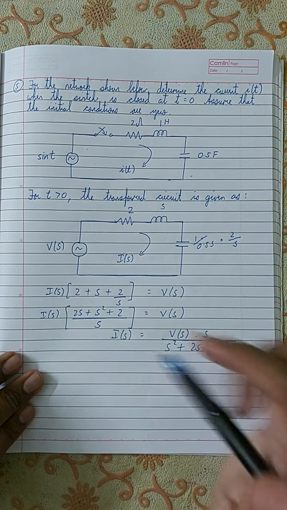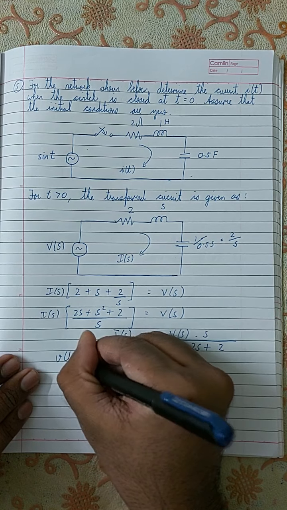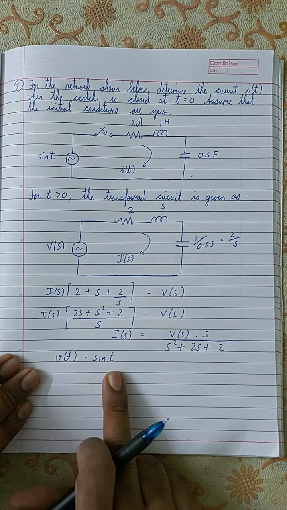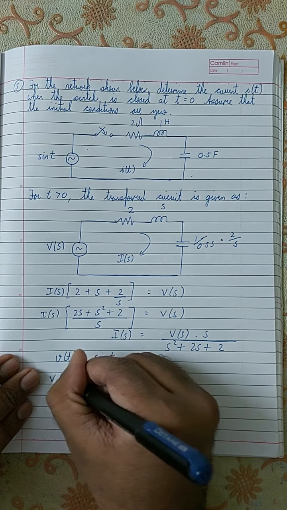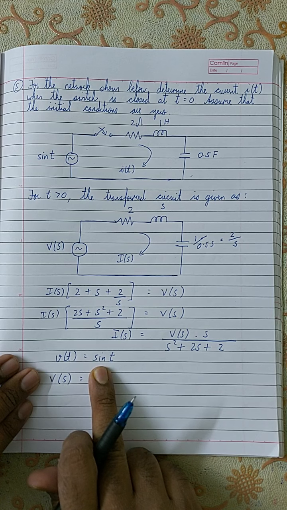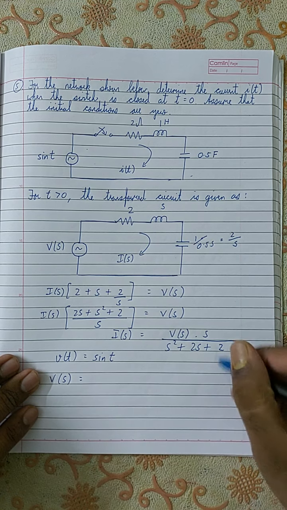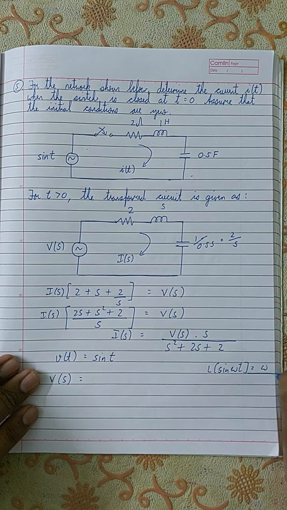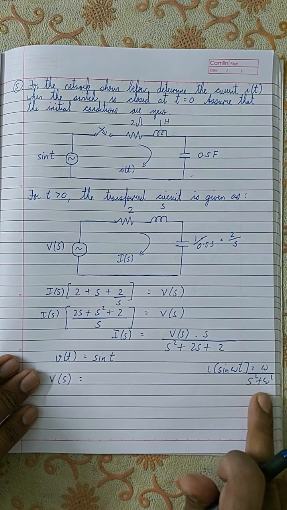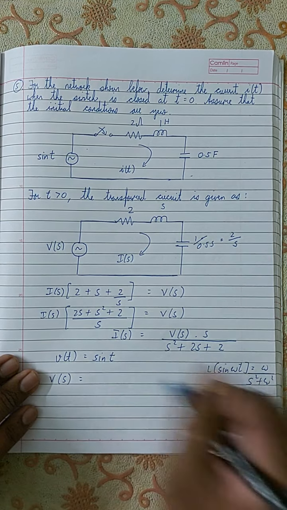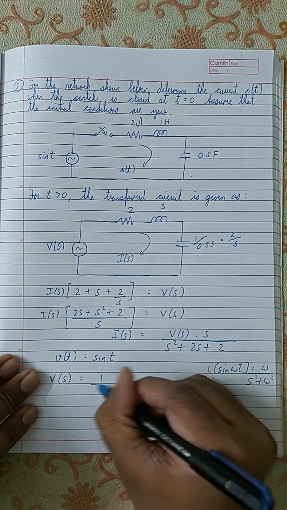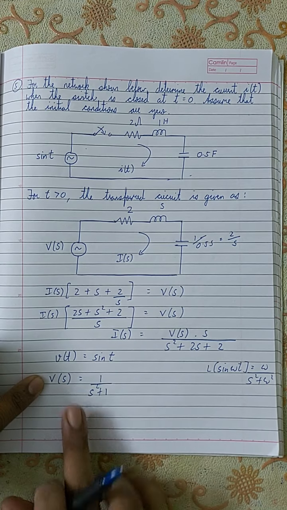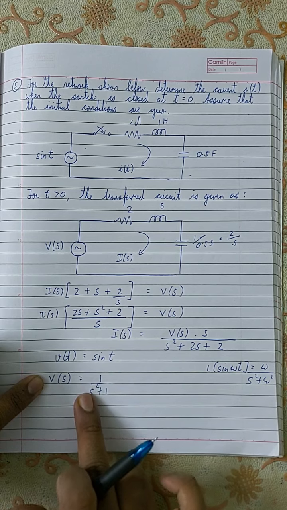According to your question, the value of V of t is sine t. So if V of t is equal to sine t, then what is the value of V of s? V of s is nothing but the Laplace transform of sine t. We know that the Laplace transform of sine omega t is omega by s square plus omega square. Therefore the Laplace transform of sine t, where omega is 1, is 1 by s square plus 1. This is the value of V of s, the Laplace transform of V of t, which means you need to substitute this over here.